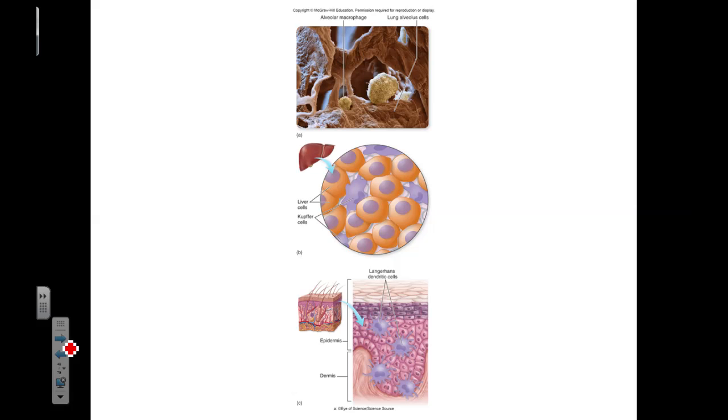Here we can see an electron micrograph of a lung alveolar macrophage. Here in the liver, we can see a diagram of a Kupffer cell. And then here in the skin, we can see a diagram showing the dendritic cells. These are macrophages, or phagocytes, that are specific to tissues of our bodies.